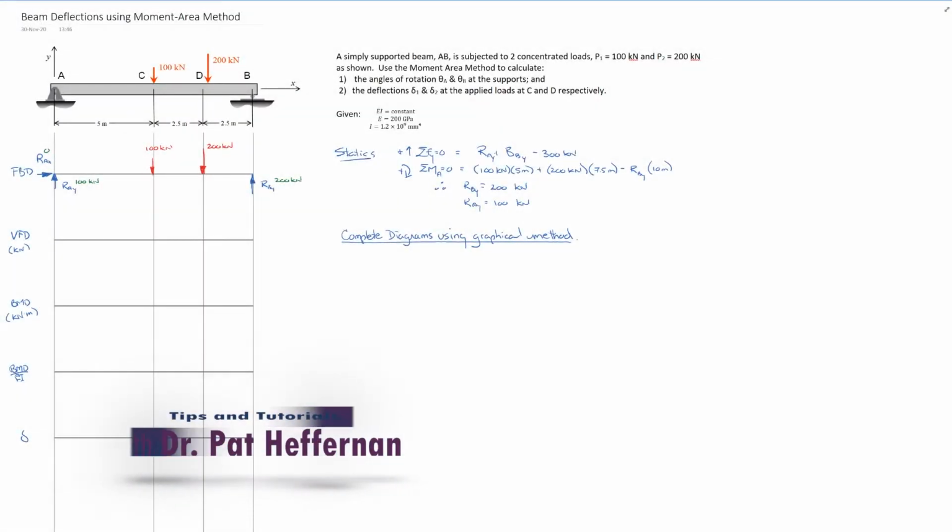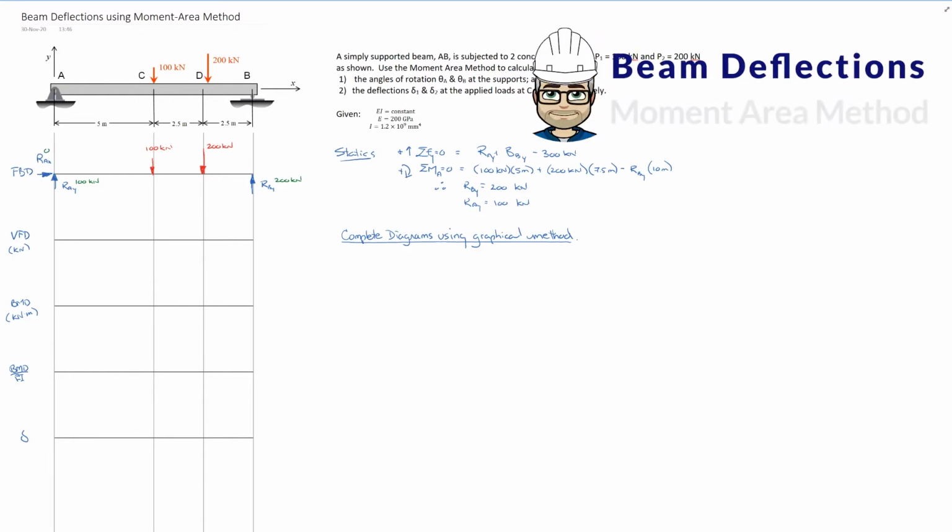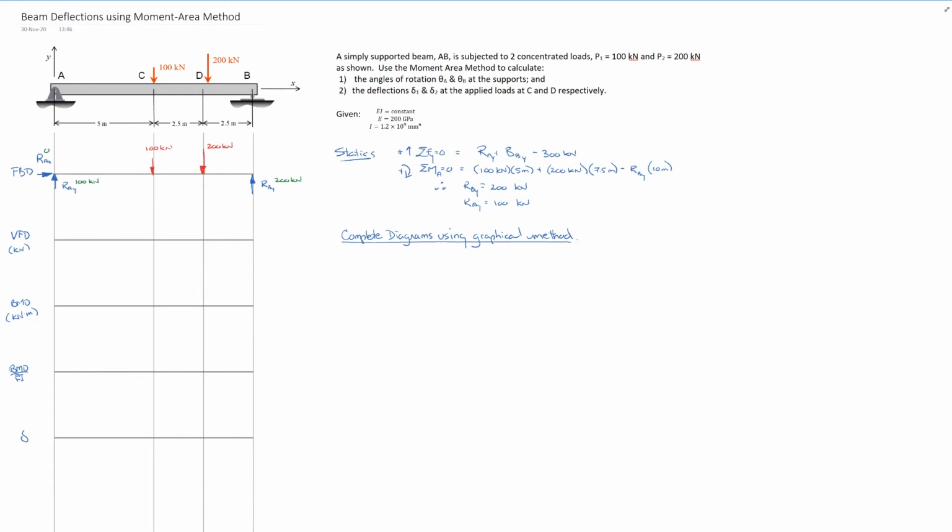Okay, so today we're working on beam deflections and we're going to be using the moment area method. We have a beam drawn here with 2 point loads, one at C, one at D, simply supported at A and B. We're going to look at the angles of rotation theta A and theta B at each of the supports and calculate the deflections delta 1 and delta 2 at the applied loads, point C and point D respectively.